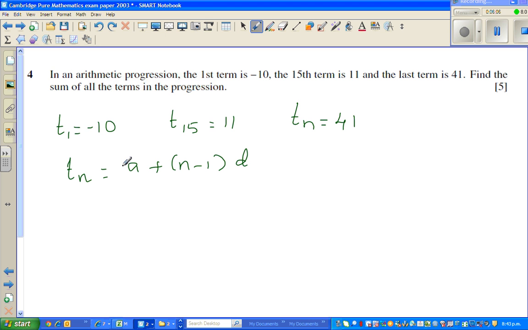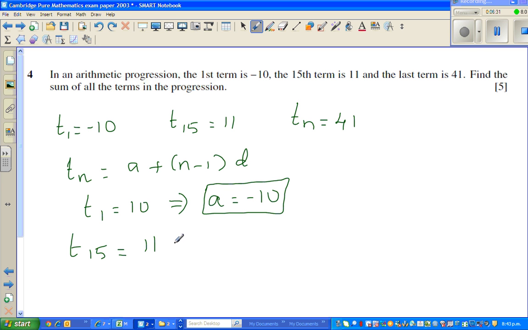So here, T1 is negative 10, which implies, if you put 1 here, this becomes 0, so our A is negative 10. Your first term is negative 10. Now, what do we know? T15 is 11. This implies T15 can be written as A plus, if you put 15 here, 14D. You understand? T15 is A plus 14D. T15 is 11, and A is negative 10, plus 14 times D.